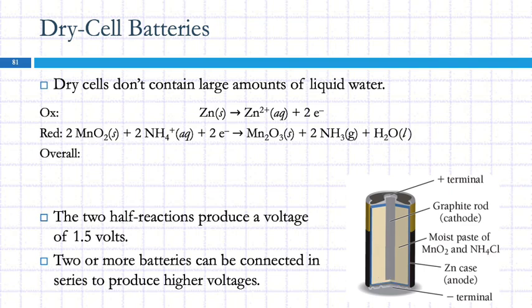So if you need higher voltage, you can put two or more batteries in series, connect the positive of one to the negative of the other, and run them in a line like that, and you can get higher voltages. If you have any questions, just interrupt.